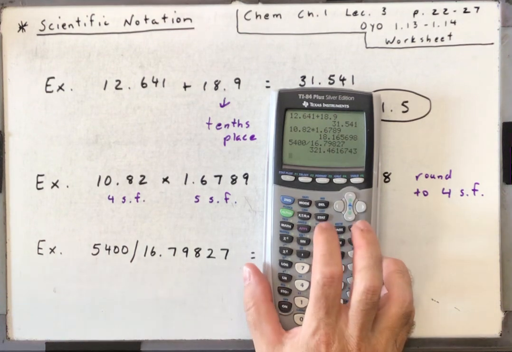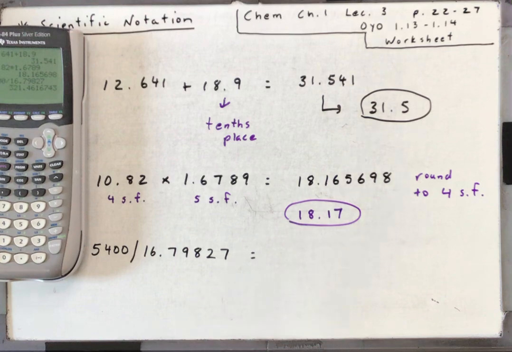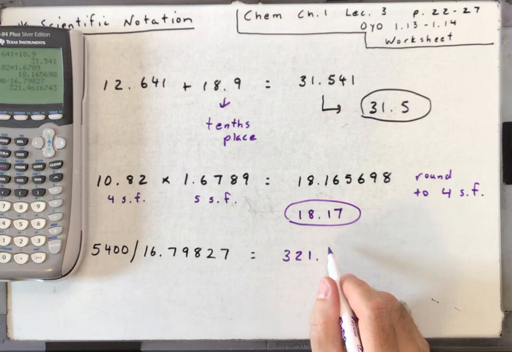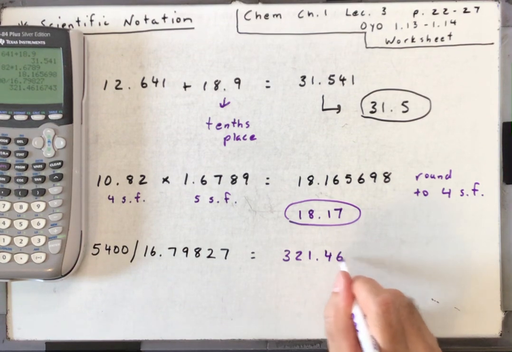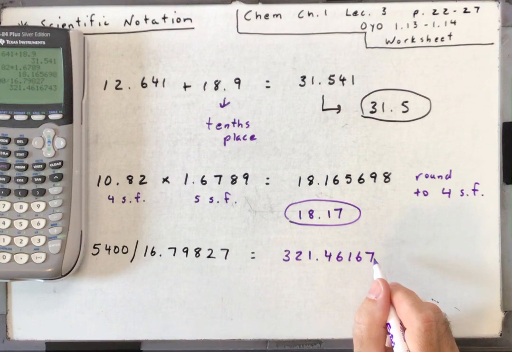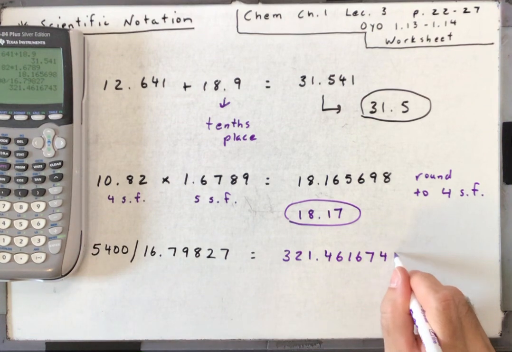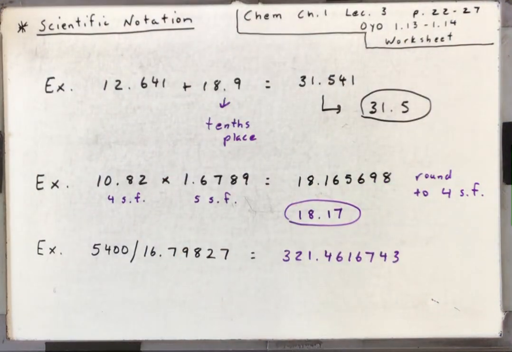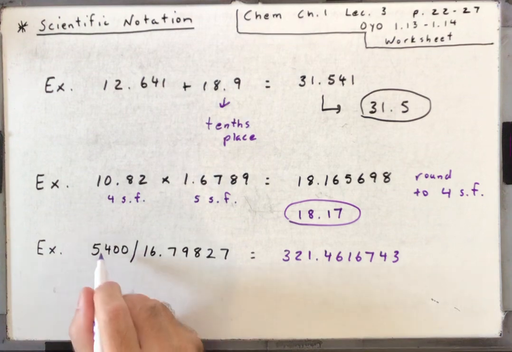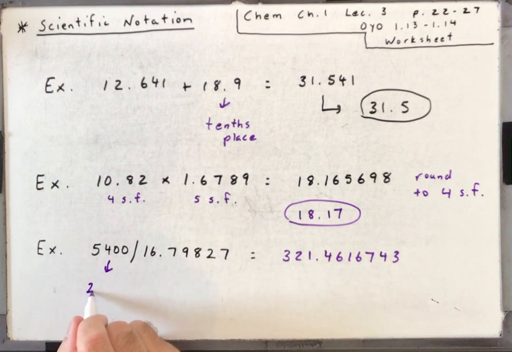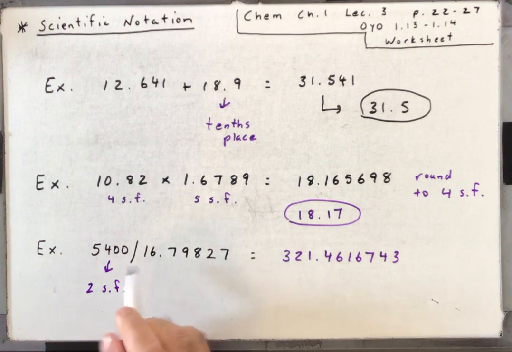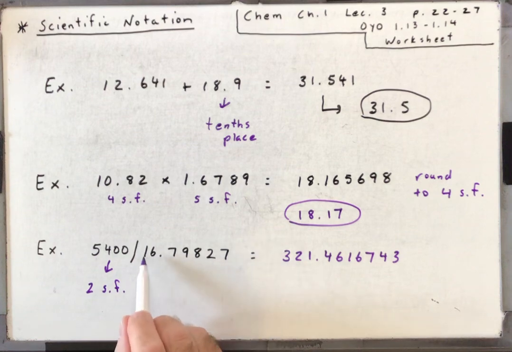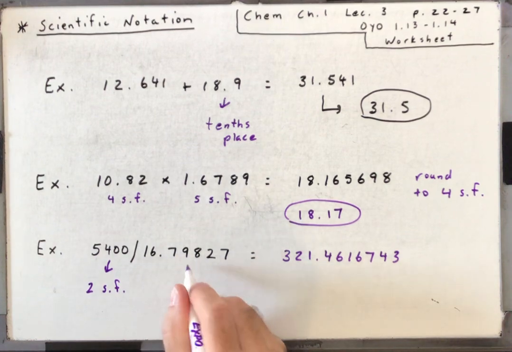So that's 321 and then a bunch of decimals, right? Just go ahead and write them down. 321.46167.43. Goodness. Okay, well, with division, it's the same as multiplication. We're going to round to the least number of significant figures. So for this one, 5,400, we have 2 significant figures. Those zeros aren't to the right of the decimal, so they are not significant. Well, with this one, all of them, 1, 2, 3, 4, 5, 6, 7 significant figures.